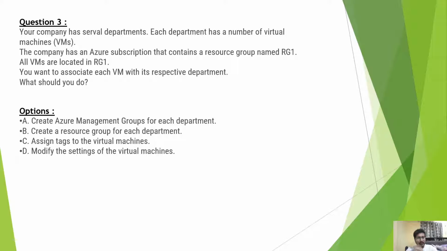Now, option B is create a resource group for each department, which is normally good. I can create one resource group for department 1 and one for department 2, keep the virtual machines of department 1 in resource group 1, and keep the virtual machines of department 2 in resource group 2, which makes sense. But in this case, the question says we only have one resource group and all VMs are in that resource group. So if I start creating different resource groups for different departments, I will have to move these VMs to the different resource groups also, which is an extra headache for me.